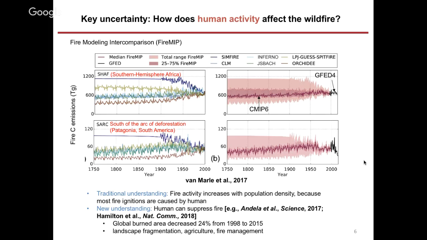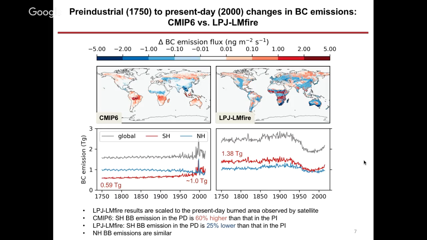Based on this new understanding, we did fire modeling using a model called LPJ LM-Fire. There are 2 parts of this model. The LPJ part is a dynamic vegetation model, and the LM-Fire is a fire module. Basically, we also scaled our output from the model by the present day burned area observed by the satellite. This is to correct the systematic bias in the model.